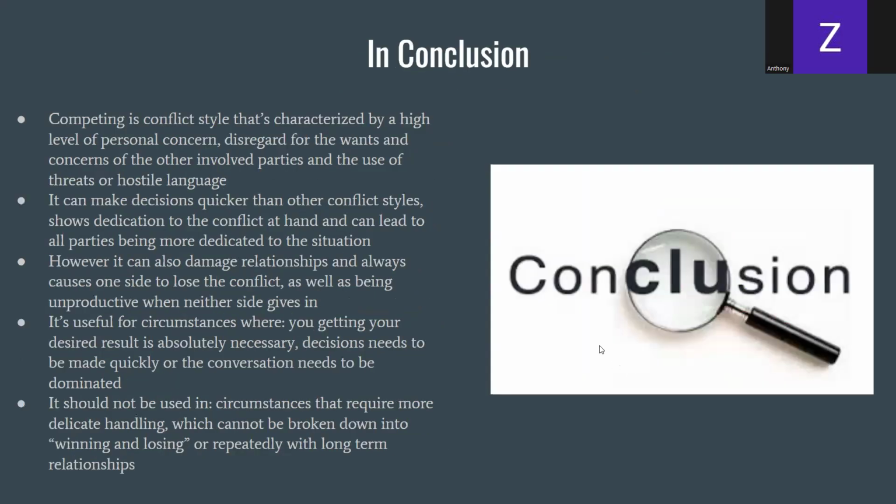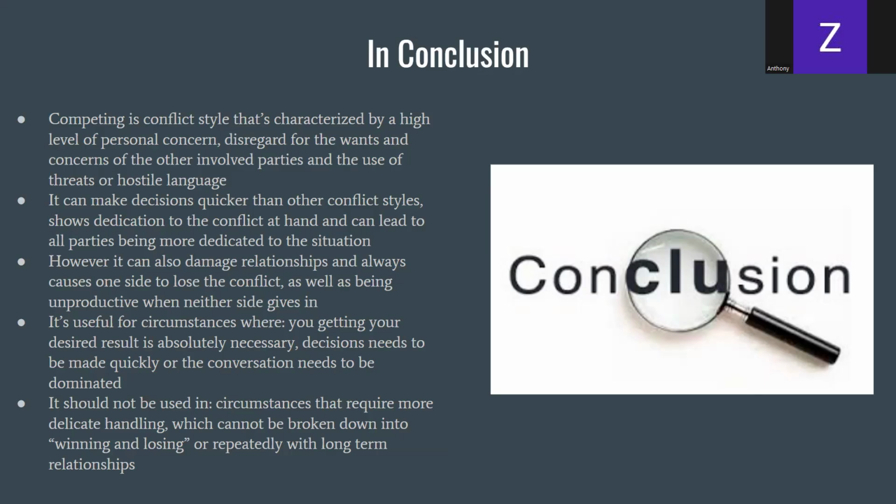So, sort of in conclusion, going over everything, competing is a highly aggressive conflict style that's characterized by high personal concern, a lack of concern for the other parties you're dealing with, and oftentimes the use of threats or hostile language. It makes decisions quicker than a lot of other styles, and it can show dedication to the conflict and potentially lead to everyone involved being more dedicated if you are with a group of people who respond well to this style of conflict. However, as I just said, it's only useful when someone responds well to it.